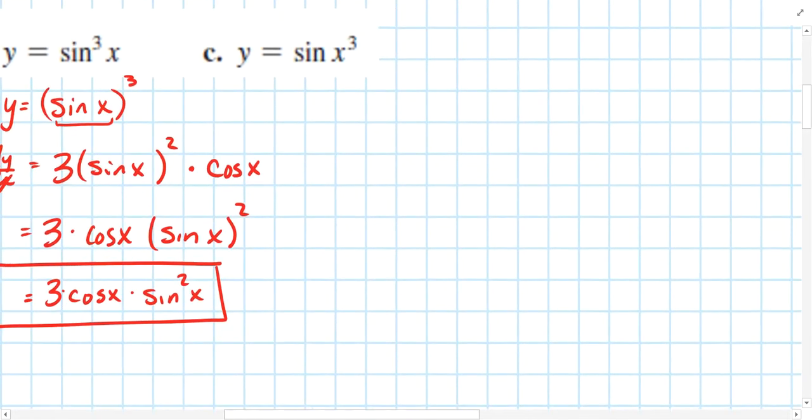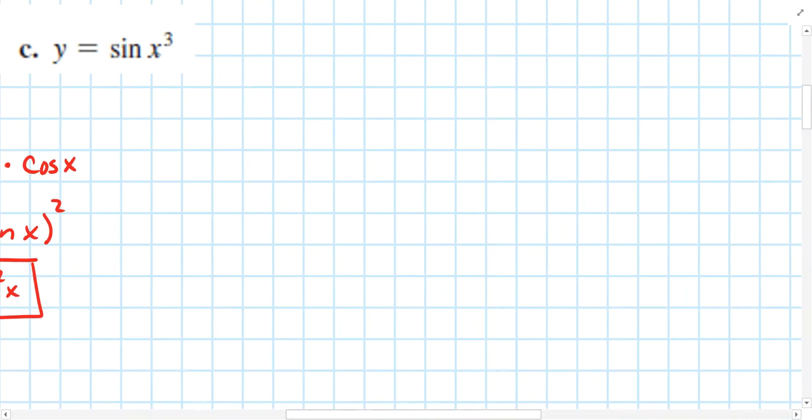Now part C is just a little bit different. This notation, sine of x cubed, implies that there's a grouping symbol around the x cubed. And now what's interesting is that x cubed becomes the inner function. That's the one that's wrapped inside of our grouping symbol here. So x cubed is our inner function and sine is our outer function.